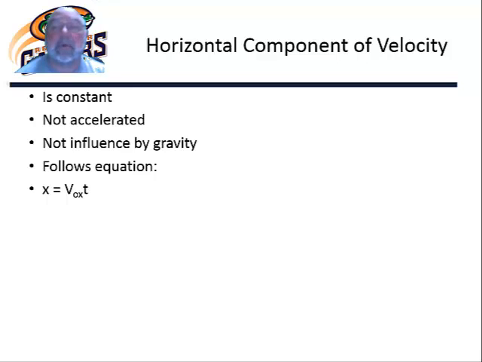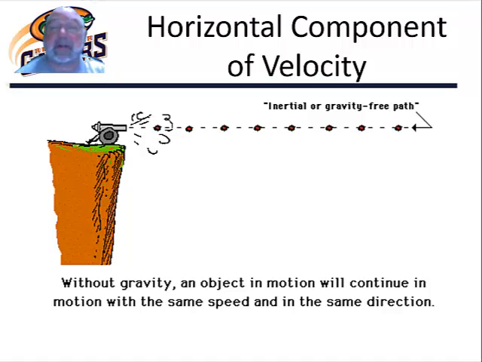Now, the horizontal component of velocity is constant. It's not accelerated. It's not influenced by gravity. And it follows the equation x equals the initial velocity in the x direction times the time that it's flying for. That comes from the third equation or the first equation, with all of the initial information canceled out and no acceleration. So if we were to look at a picture of a projectile being shot from a cannon off of a cliff without there being any gravity, this is what it would look like. The ball would move horizontally at a constant speed. These are pictures of the cannonball taken at equal time intervals. So that's what you're looking at.